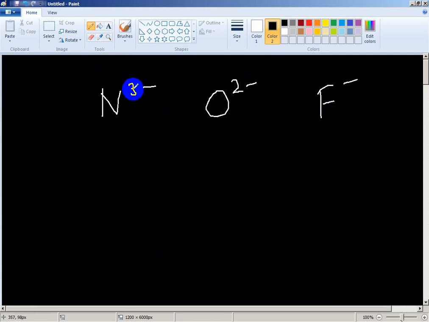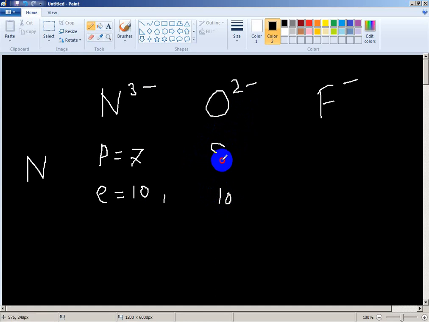Okay, N3- means nitrogen. We know the atomic number is 7. Nitrogen 3 minus means it gained 3 electrons. So the proton number is 7, but the electron number is 10. Okay, here we know the oxygen atom has 8 electrons, but it gained 2 electrons, so 10. So the electron number here is also 10 and the proton number is 8. Fluorine, we know the atomic number is 9, so the fluorine atom has 9 electrons. It gained 1 electron, so the electron number is 10 and the fluorine proton number 9 remains the same. So the proton numbers are 7, 8, 9 and the electron numbers are 10, 10, 10.